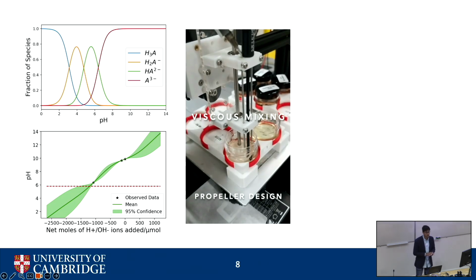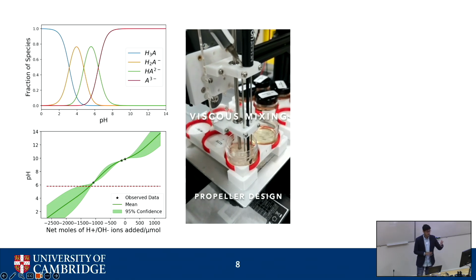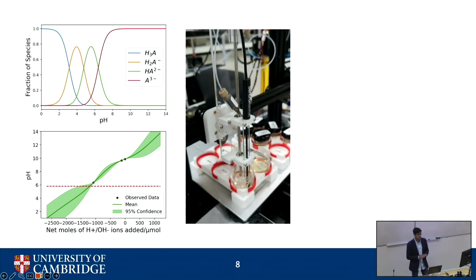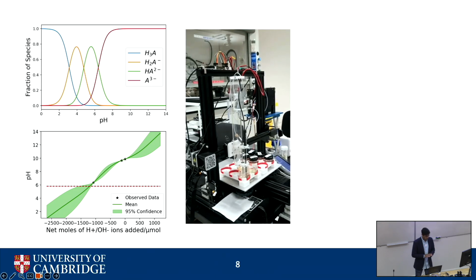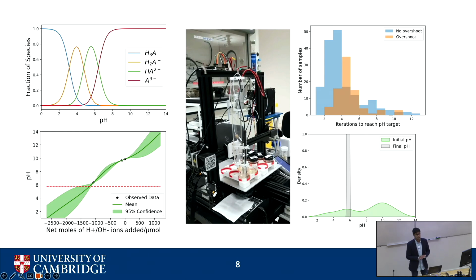Here you see one iteration of a titration. And this gives you an idea of the sort of viscosity of the formulations that we had. With the method that we introduced, we were able to reach the set point pH within an average of 3 iterations if we didn't overshoot the set point. Even when we overshot, so we added acid and we needed to add base back, we were still able to recover these samples within a further iteration or two.